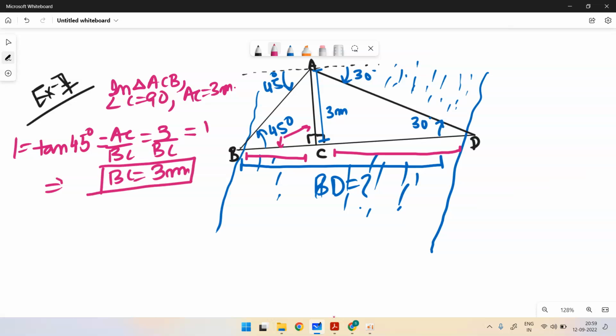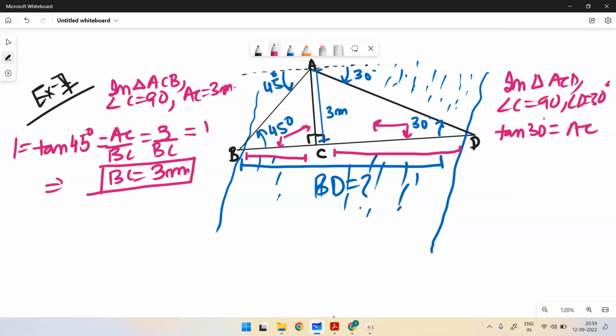Now in triangle ACD, angle C is equal to 90 degrees and angle D is 30 degrees. From here you can see that AC is my perpendicular, and CD is my base. But perpendicular over base is tangent, so I need tangent of 30 degrees, which is AC by CD. So tan 30 degrees is 1 by root 3, equal to AC by CD. AC is nothing but 3, and CD we don't know, so CD is 3 root 3 meters.